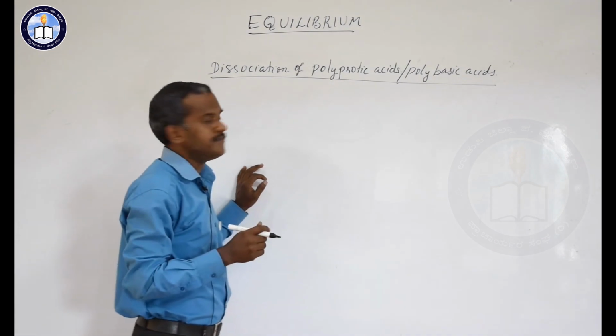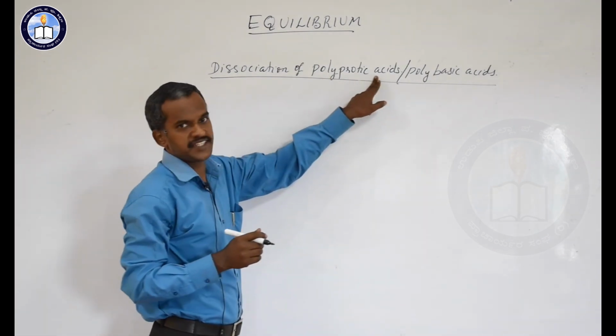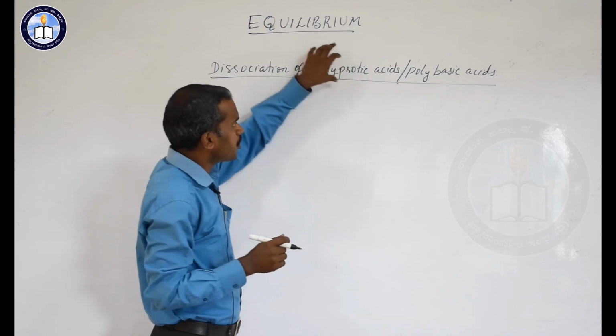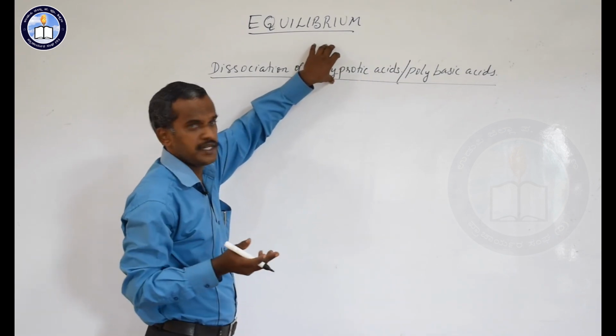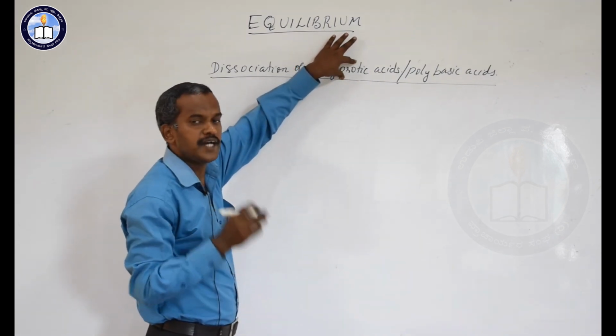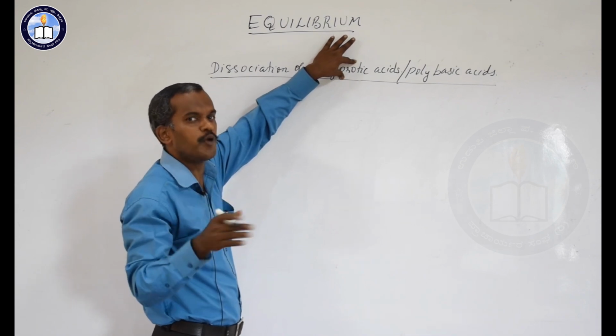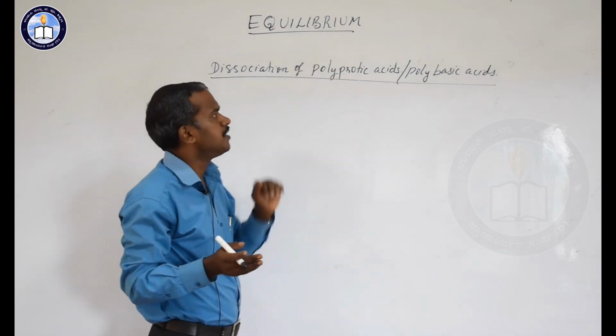Now we'll ask a question, what do you mean by polyprotic acid? Everybody knows what an acid is, but what do you mean by poly? Poly means many, protic means proton. The acid which on dissociation gives more than one proton is called a polyprotic acid.